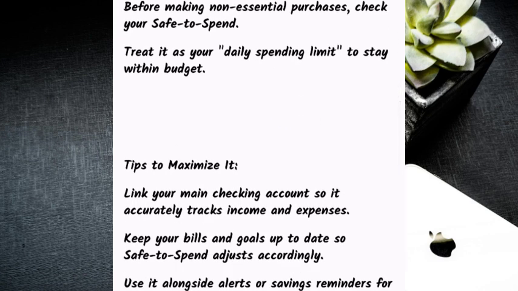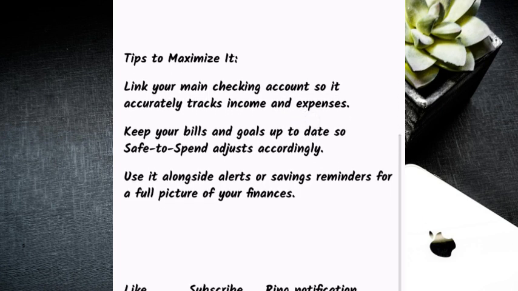Tips to maximize this. First, link your main checking account so that it accurately tracks income and expenses. You also want to keep your bills and goals up to date, so Save to Spend adjusts accordingly. You can also use it alongside alerts or savings reminders for a full picture of your finances.